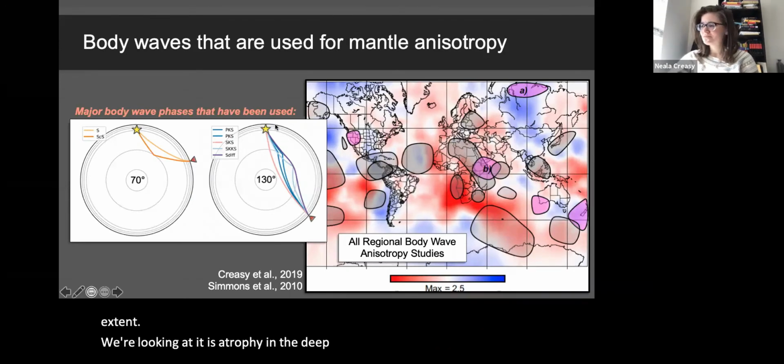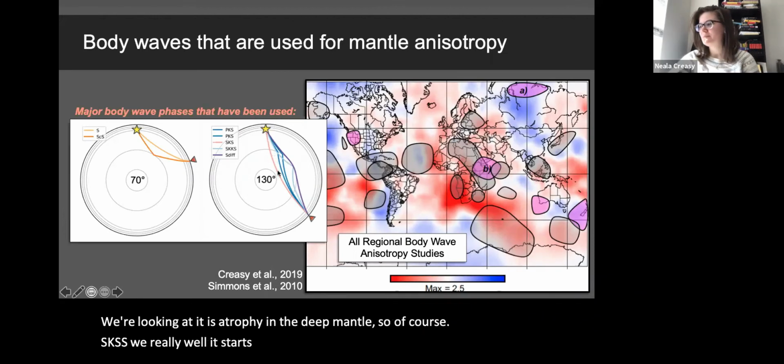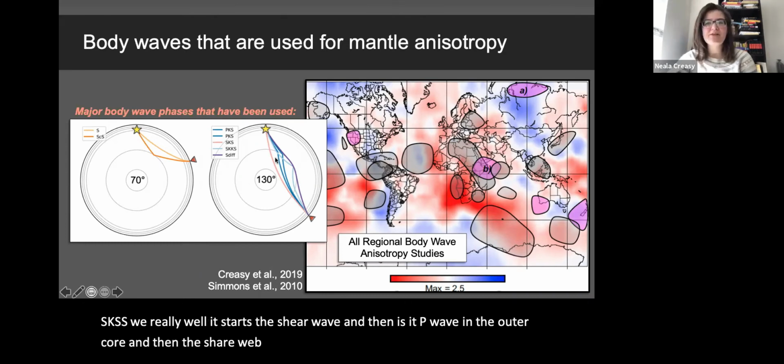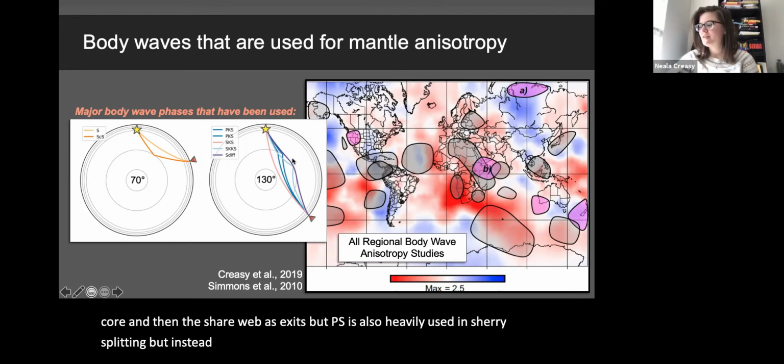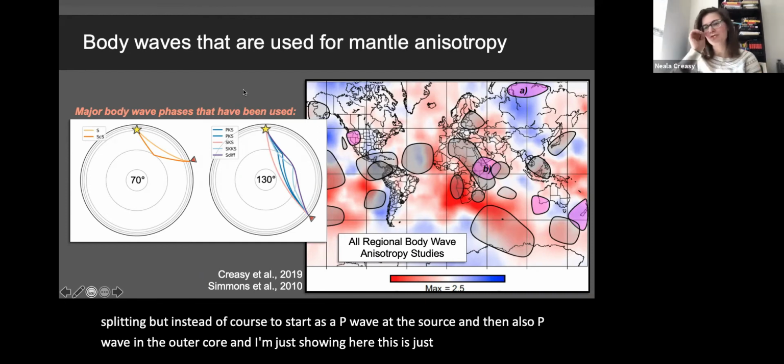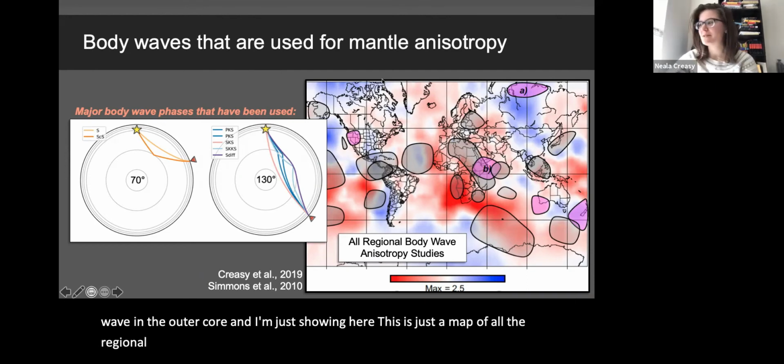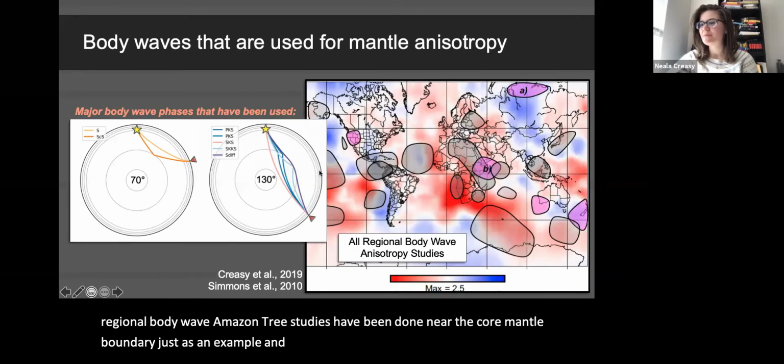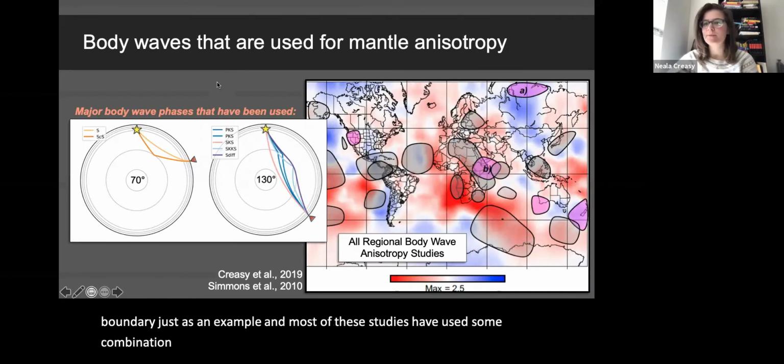So of course, SKS, as we all know really well, starts as a shear wave, is then a P wave in the outer core, and then a shear wave as it exits. But PKS is also heavily used in shear wave splitting, but instead it just starts as a P wave at the source, and then is also a P wave in the outer core. And I'm just showing here a map of all the regional body wave anisotropy studies that have been done near the core mantle boundary, just as an example. And most of these studies have used some combination of these phases, or multiple, pretty much.